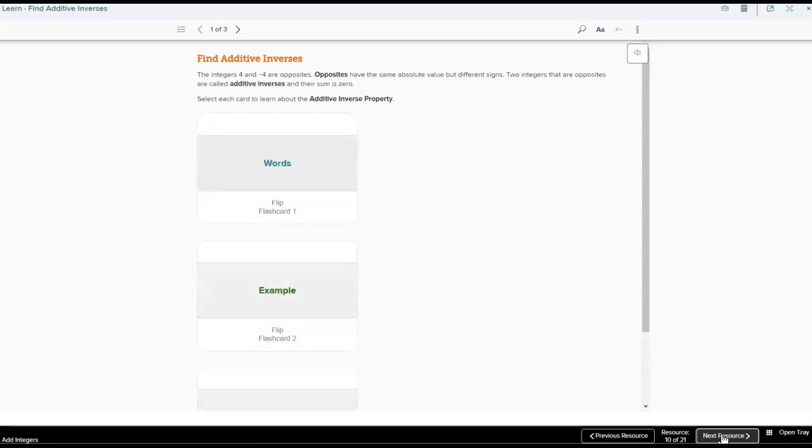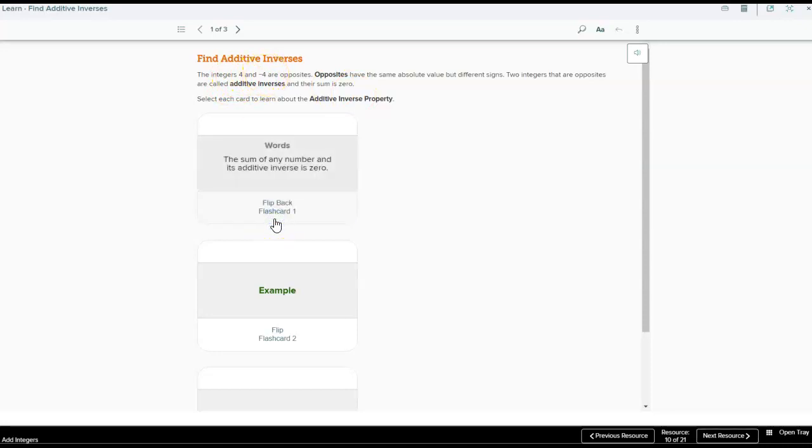All right, the last thing we're going to look at for today is finding additive inverses. The integers 4 and negative 4 are opposites. Opposites have the same absolute value, but different signs. Two integers that are opposites, we call them additive inverses, and their sum is 0. So 4 plus negative 4 is 0.